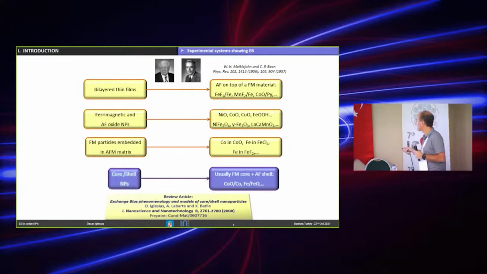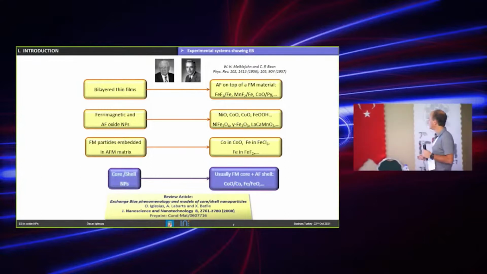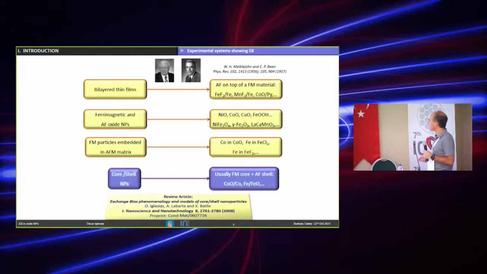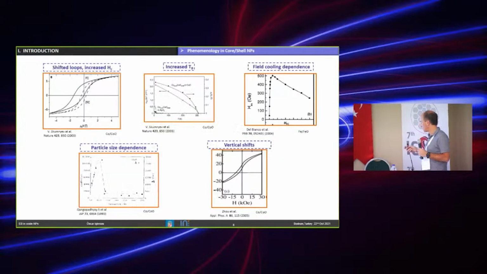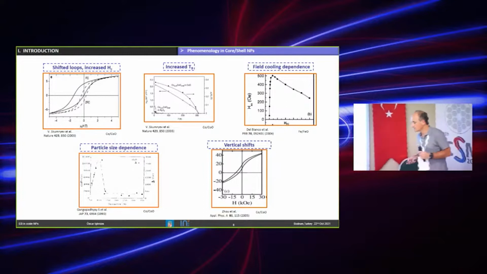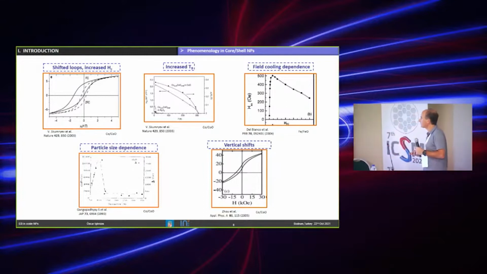So, as I told you before, these are the guys responsible for the first observation in cobalt oxide nanoparticles. And apart from core-shell nanoparticles, usually formed by a ferromagnetic core and an antiferromagnetic shell, exchange bias has been observed in other morphologies also. So let's make a fast review of the phenomenology of core-shell nanoparticles in general.